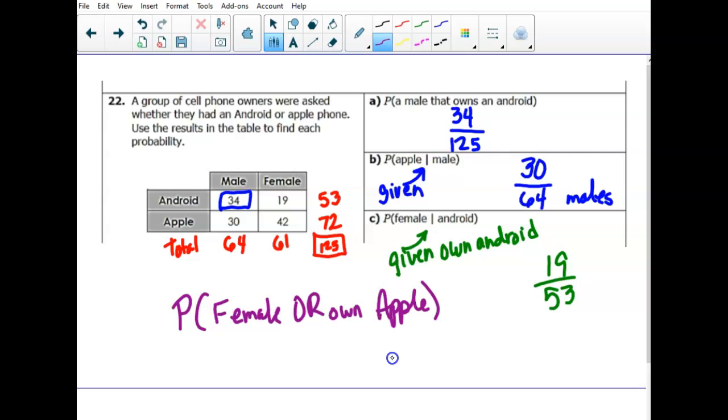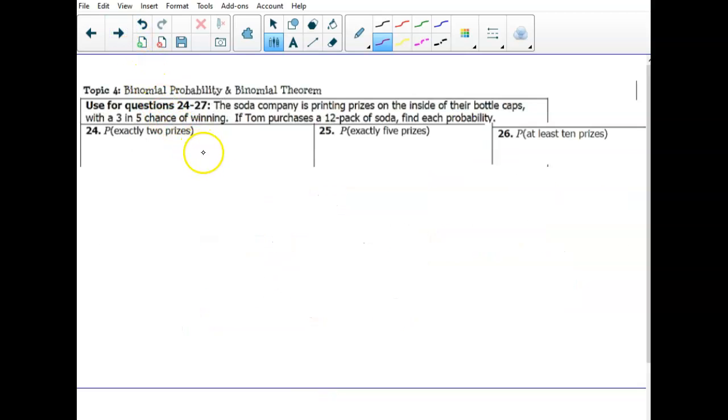The trick is that some of you added 61 and 72 together, but 61 and 72 double counts these, right? So female or own an Apple, you just want to add up those three, okay? So if you do 72, 82, 91 maybe. I don't know if I did that right, but okay, yeah. All right, so that was just an example. It's not on your sheet.